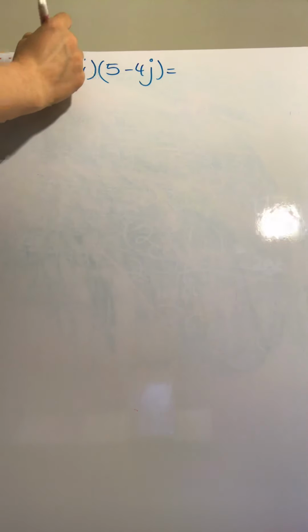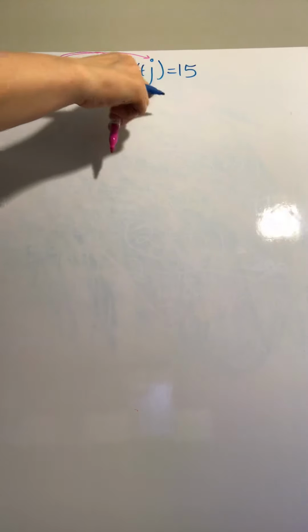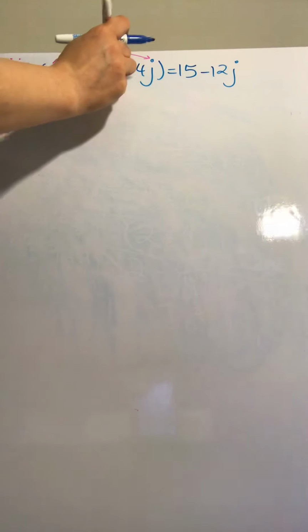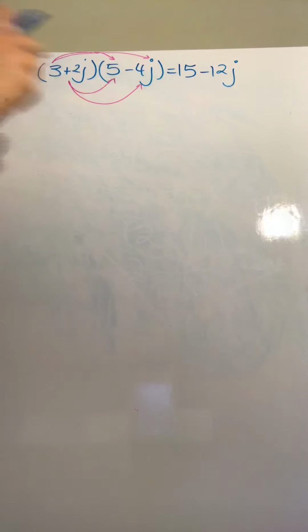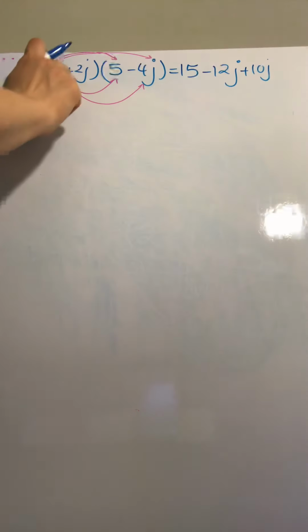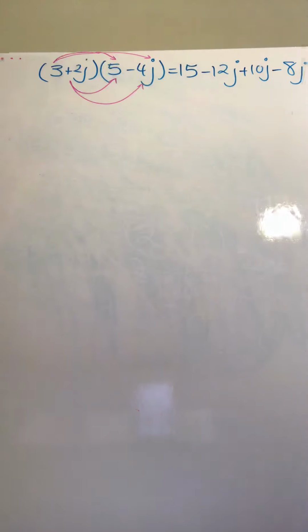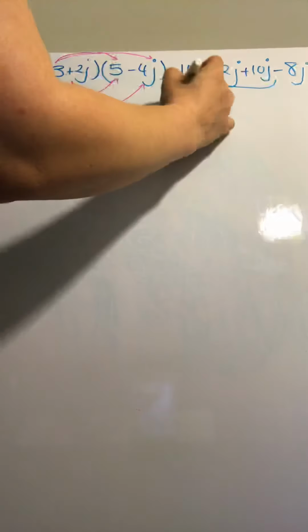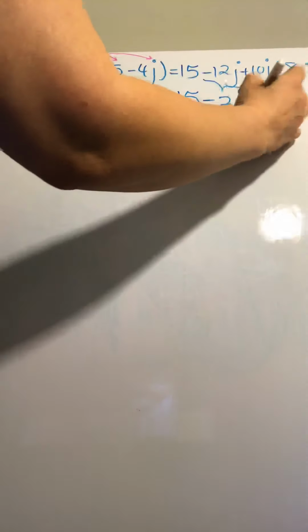What's going to happen? From the FOIL method, we just do 4 multiplications. First, we multiply the real part of the first one by the real part of the second. What is 3 times 5? 15. What is 3 times negative 4J? Minus 12J. What is 2J times 5? And then what is 2J times negative 4J? 2J and 5 is 10J. 2J and negative 4J is negative 8J to the power of 2. What are you going to do here? Do we have like terms? Do you see like terms? Yes and yes. So 15 minus 2J minus 8J squared.